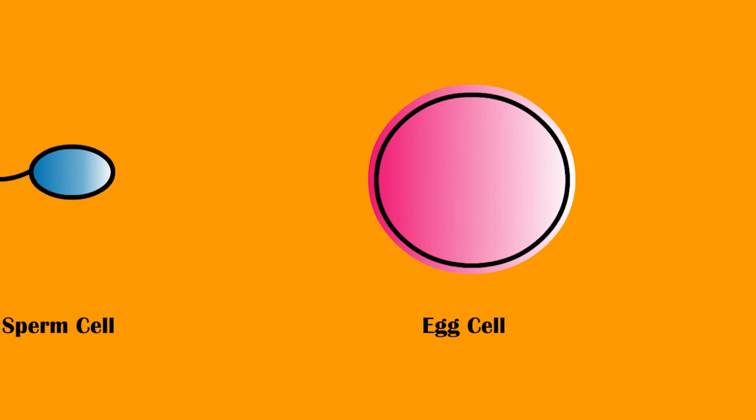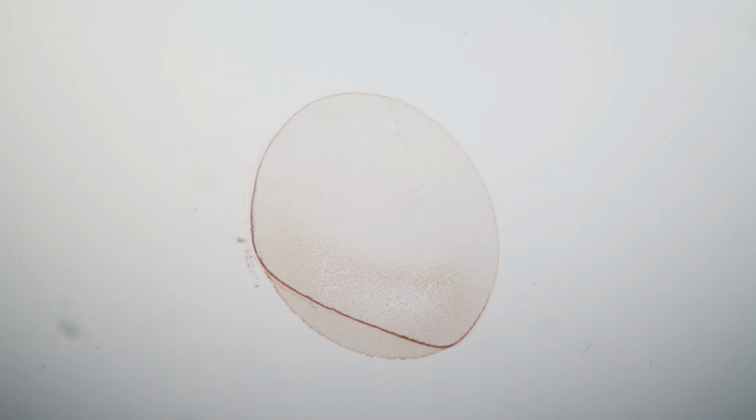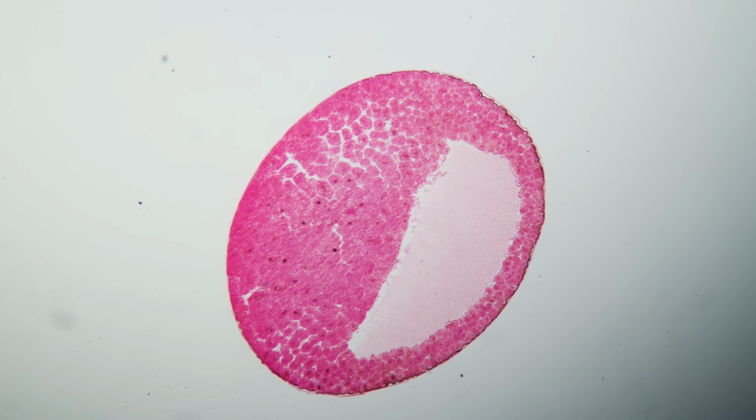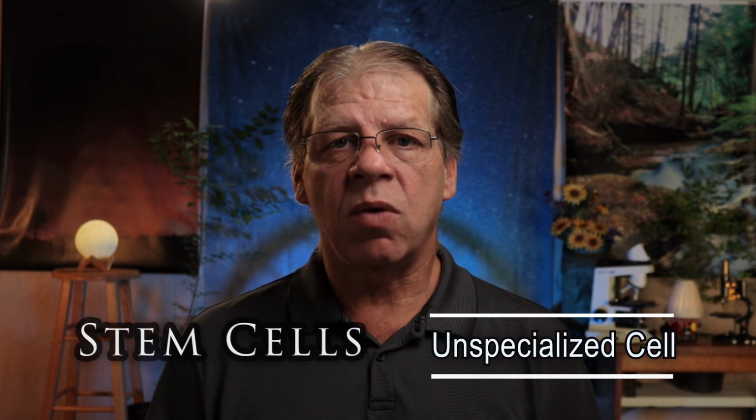When a sperm cell and an egg cell join, they form a zygote. A zygote is a fertilized egg. But the zygote is going to divide and divide many times. In the earliest stages of development, all of the cells look basically the same. Those cells could become anything, and as they develop, they specialize and become certain types of cells. Stem cells are unspecialized cells that could become any type of cell in the body. It's like they haven't decided what they want to be yet.